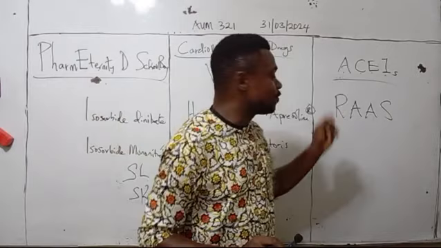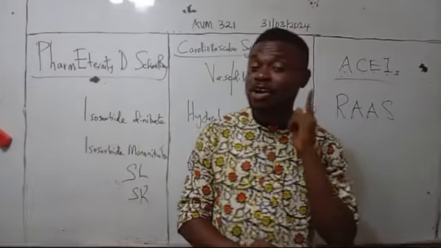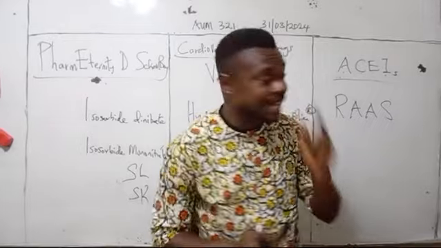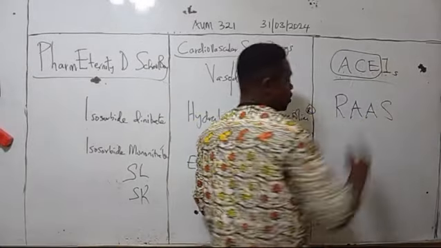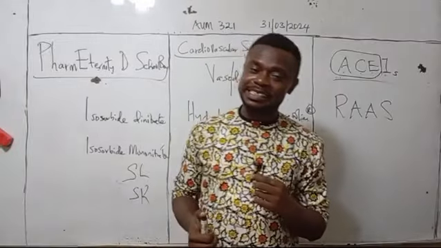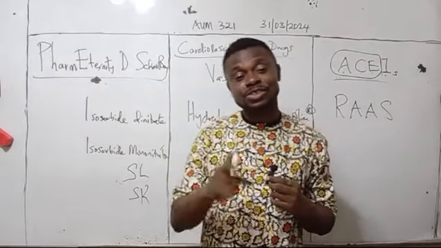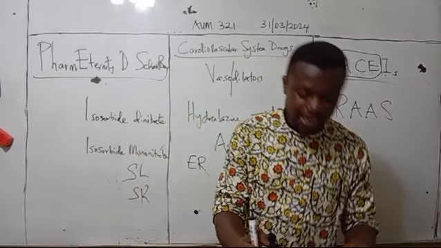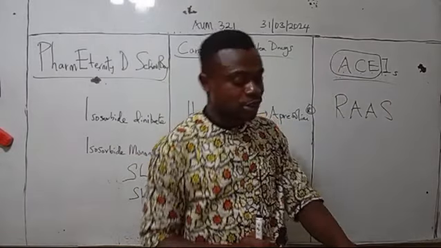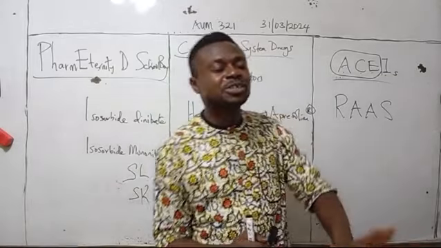Now, the aldosterone produced causes reabsorption of what? Reabsorption of what? Let me just go straight. It causes salt reabsorption. Remember, this will increase what? The blood pressure.